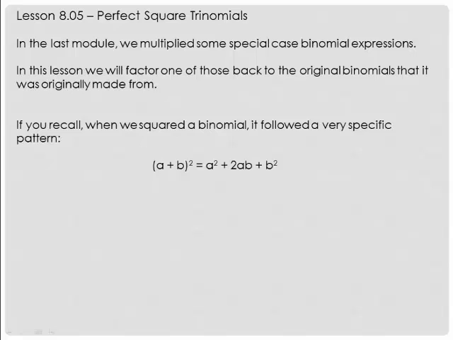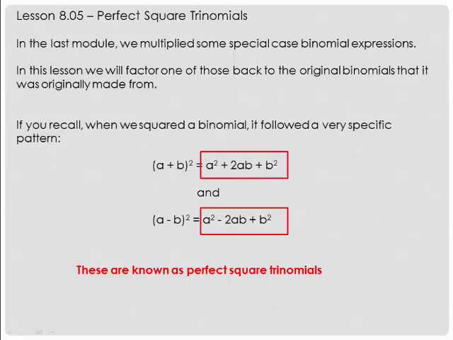A plus b squared always gave us a squared plus 2 times a times b plus b squared. And a minus b squared always gave us a squared minus 2 times a times b plus b squared. And these were known as perfect square trinomials. When we multiplied or squared the binomial, we created the perfect square trinomial. Using the pattern helped us to do that, and we didn't have to do as much work.